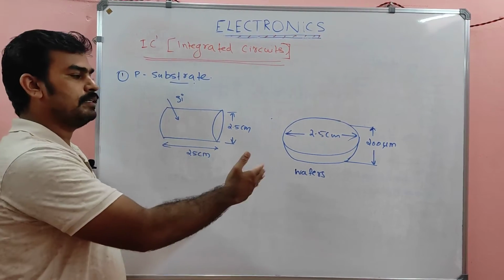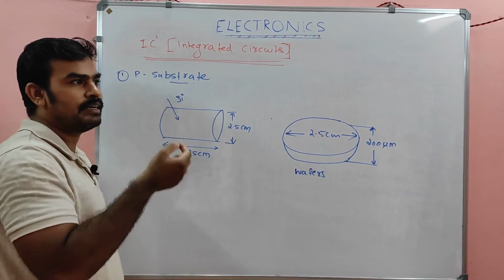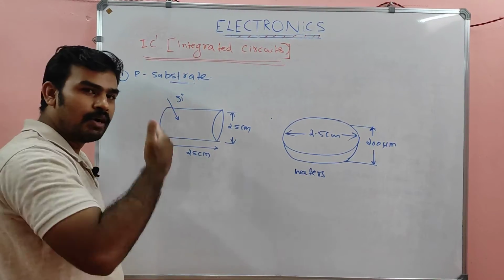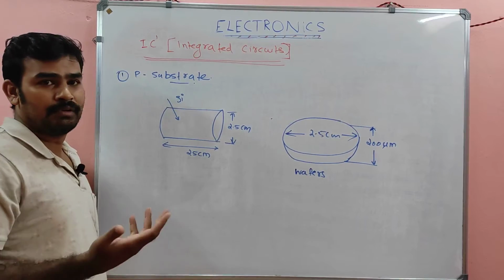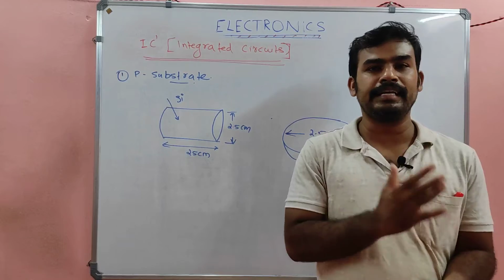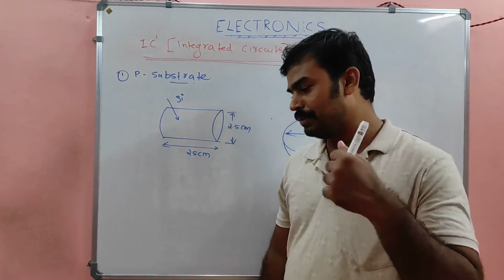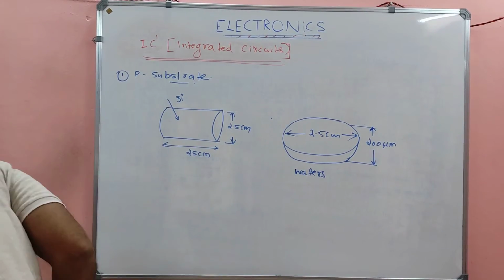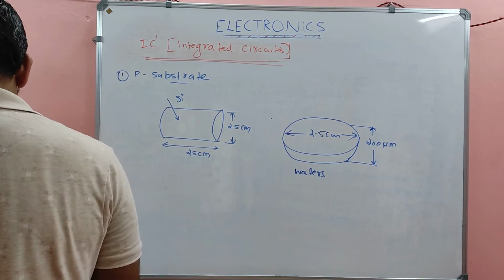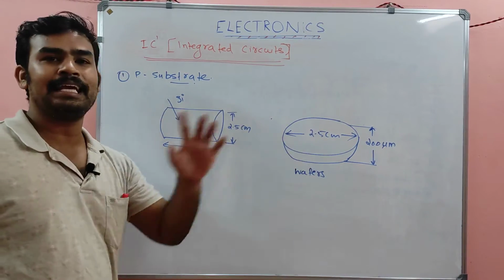You can slice it with the diamond knife, cutting it into small pieces, because silicon, you know, is like a type of glass. Silicon is the base of glass, so for cutting glass we need a diamond knife. With the diamond knife, you can cut it to a thickness of 200 micrometer. That is the first step of making the wafer. So this is called the wafer.